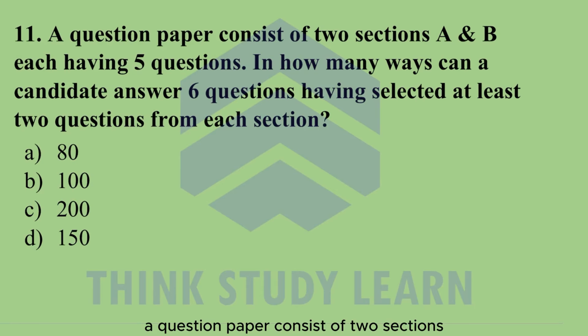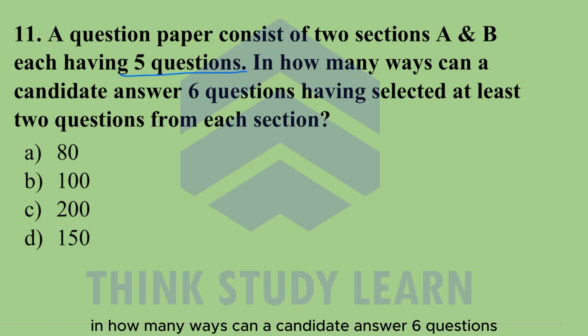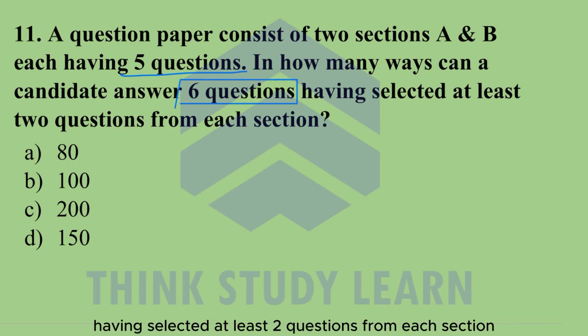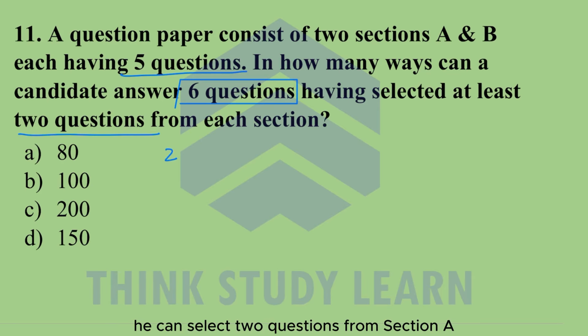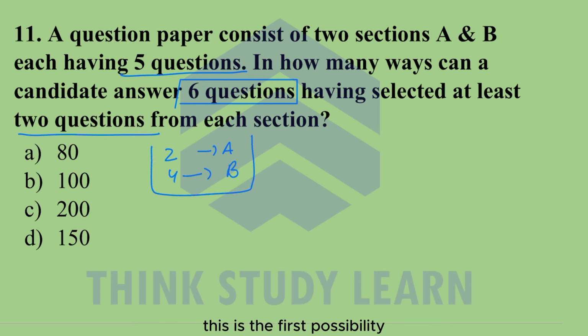A question paper consists of two sections A and B, each having 5 questions. In how many ways can a candidate answer 6 questions having selected at least 2 questions from each section? So the candidate has to select at least 2 questions from each section. So there will be 3 possibilities. He can select 2 questions from section A and 4 questions from section B. This is the first possibility.